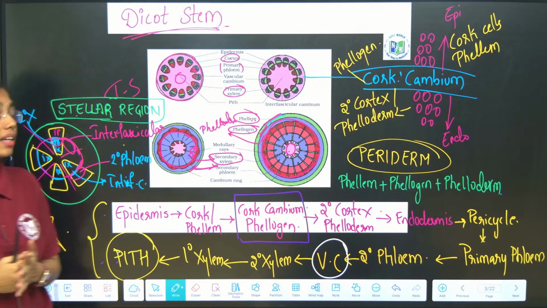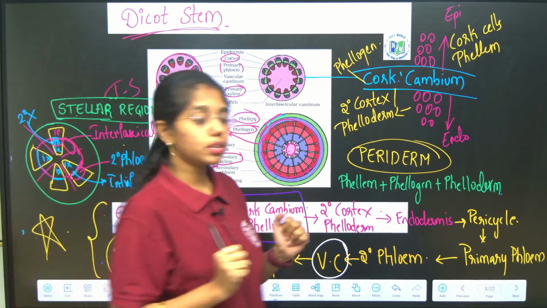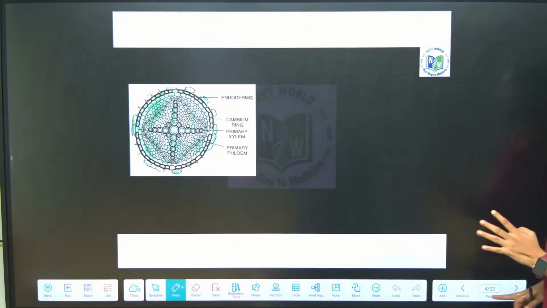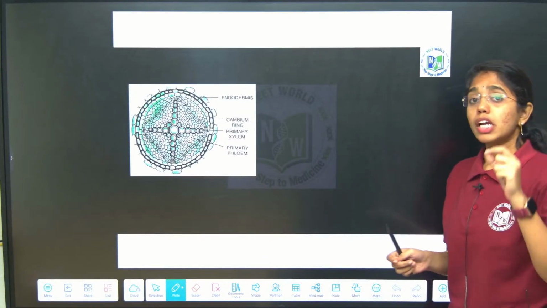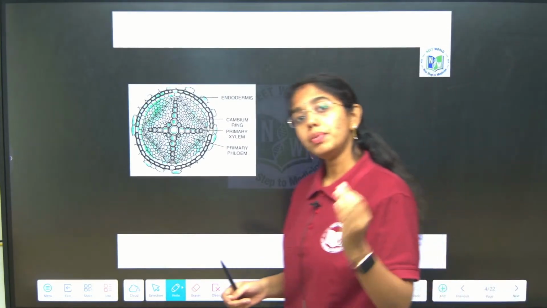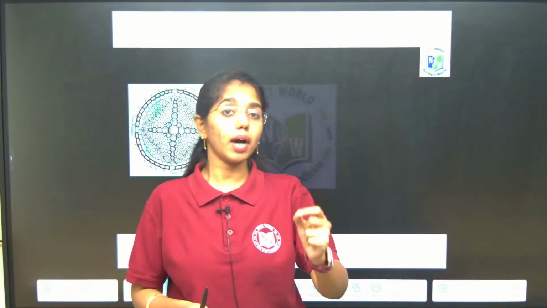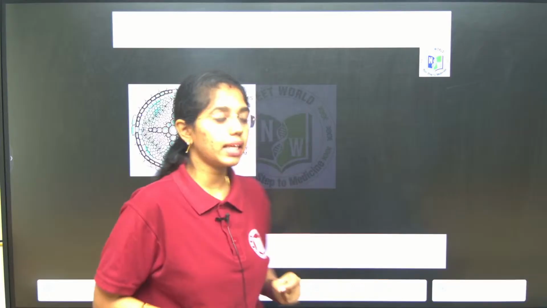Clear, right? Done? Clearly understood the dicot stem secondary growth? If it is done, we will move on to dicot root. In dicot root also the scenario will be the same in the cortex region, but the cambial ring which is formed in the dicot root will be wavy cambium.